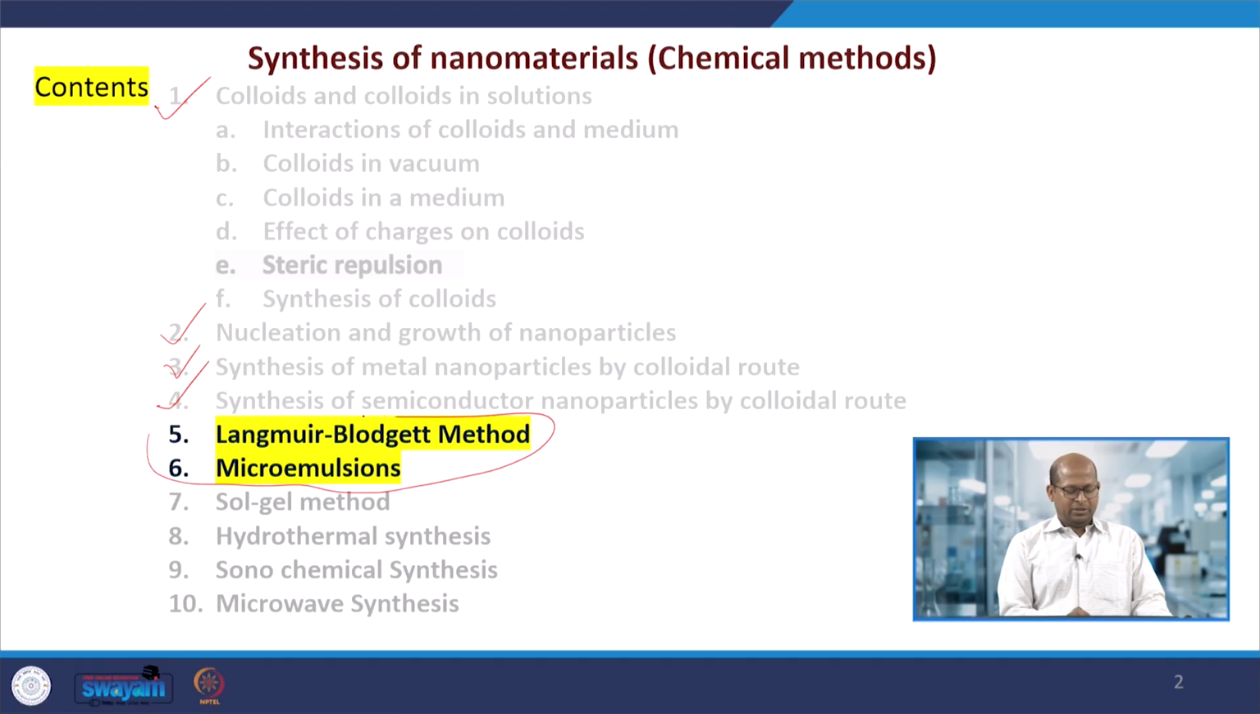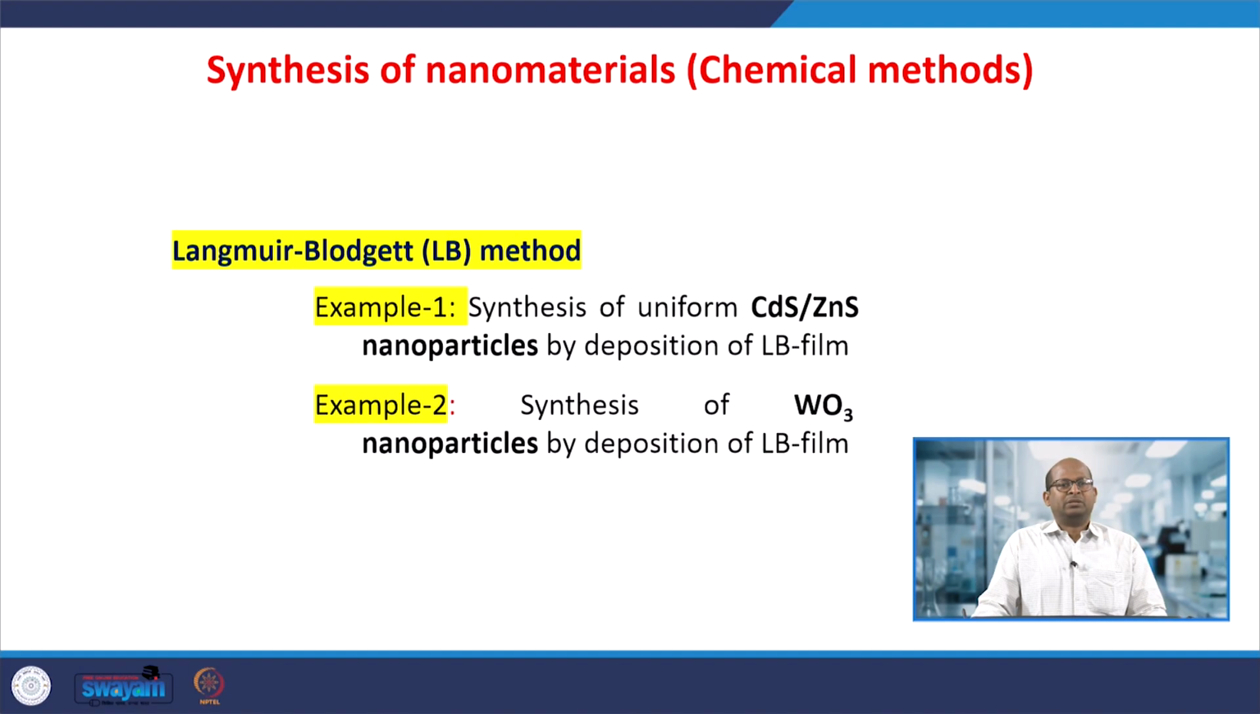Today we will discuss the Langmuir-Blodgett method for nanomaterial synthesis and also the microemulsion method, which can also be used to synthesize nanomaterials. Initially we will discuss the details of this method and what materials are used for it. Then we will discuss one or two examples, like cadmium sulfide and zinc sulfide nanoparticles, and how they can be synthesized by the Langmuir-Blodgett method, and also tungsten oxide nanoparticles. These are the two examples of synthesis we will discuss.